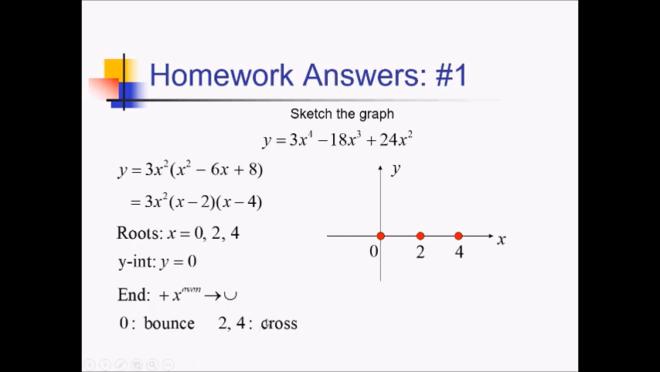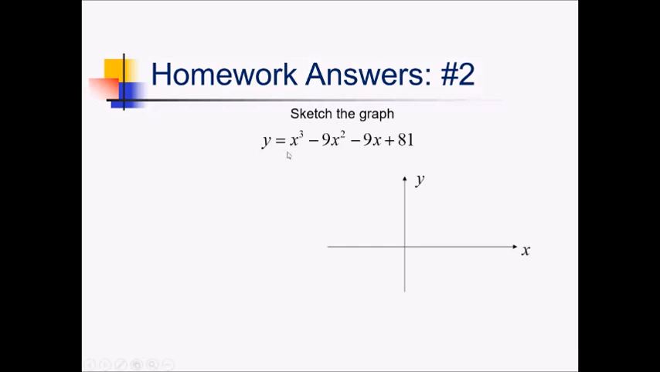So putting it all together, for our end behavior, we're going to start above the x-axis and end above the x-axis as well. So we go through 0, we bounce off of 0. There it is. And then come up, come back down, cross through 2. We have to cross through 4. And we end above the x-axis, just like our end behavior predicted we would.